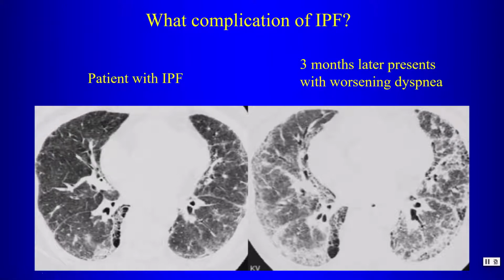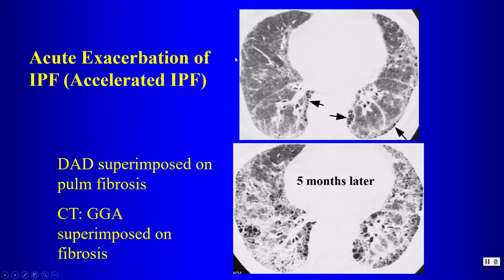Here's another complication of idiopathic pulmonary fibrosis. So the patient has an idiopathic pulmonary fibrosis pattern here, probable UIP pattern. Three months later, the patient presents with worsening shortness of breath and diffuse ground glass opacity superimposed on their underlying interstitial lung disease. Well, what complication of idiopathic pulmonary fibrosis is this?